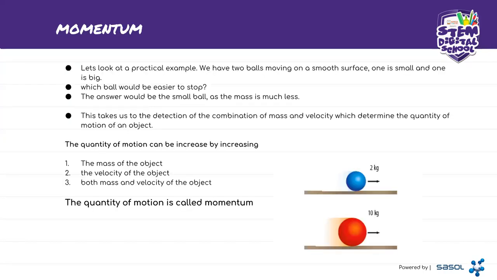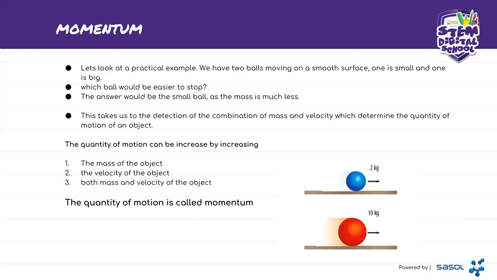So what is momentum? Now, I want us first to look at a practical example. Why are we doing this, guys? I just want to give you an idea of how to imagine what momentum is. We have two balls moving on a smooth surface. One ball is big and the other one is small. So which ball would be much easier to stop? Okay? So basically, this takes us to the combination of mass and velocity, which determines the quantity of motion of an object.